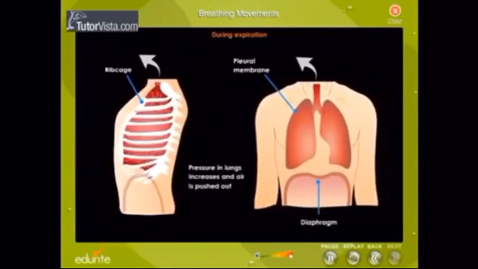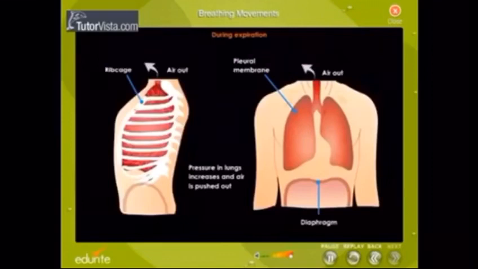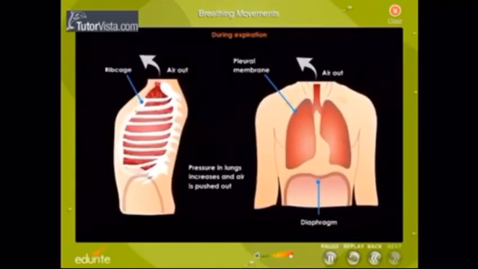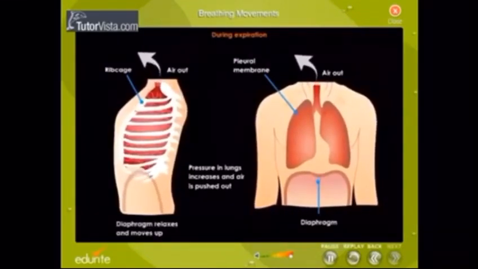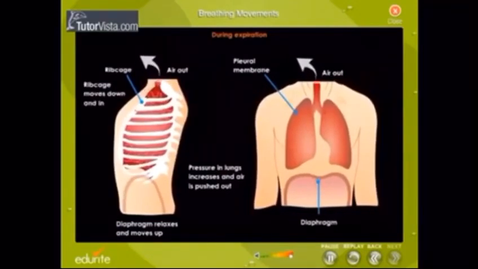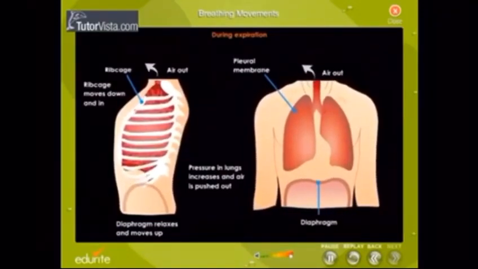Expiration. The pressure in lungs is increased and the air is pushed out. The diaphragm becomes dome-shaped, relaxes and moves up. Simultaneously, the rib cage moves down and in.